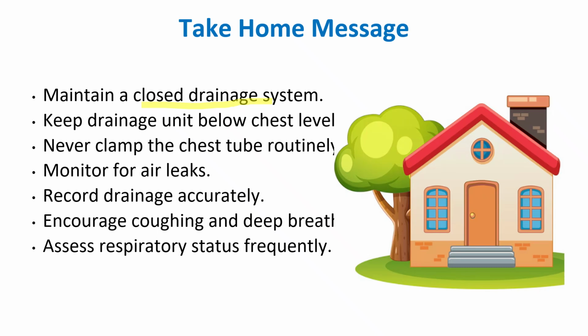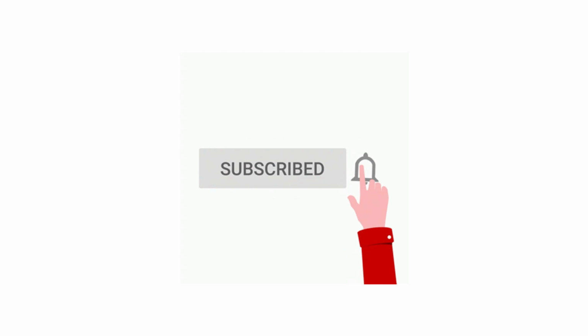Monitor for air leaks. Whether any air leak is there or not, you need to check meticulously. Record drainage accurately. For example, if today 100 ml has drained, you have to record it very correctly, because every single entry done by you matters in planning the patient's ICD removal. Documentation plays a major role. Encourage coughing and deep breathing exercises, and assess respiratory rate very frequently. These are some of the take-home messages of this session.